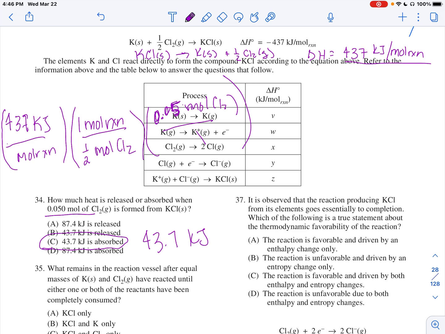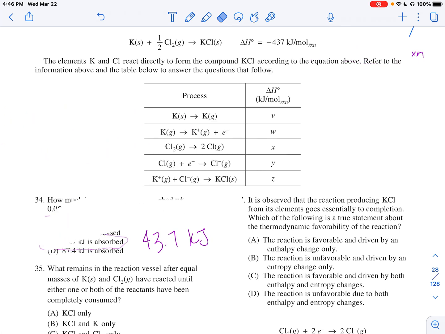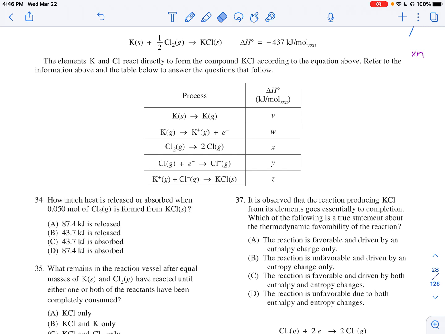All right, the next question is 35, which also relates to this equation and table. So I'm just going to erase all this extra stuff we did to solve 34. 35 says, what remains in the reaction vessel after equal masses of K and Cl2 have reacted until either one or both of the reactants have been completely consumed? So what does that say? When you think one or both is consumed, you should be thinking limiting reagent. Okay, great. Let's do a limiting reagent problem.